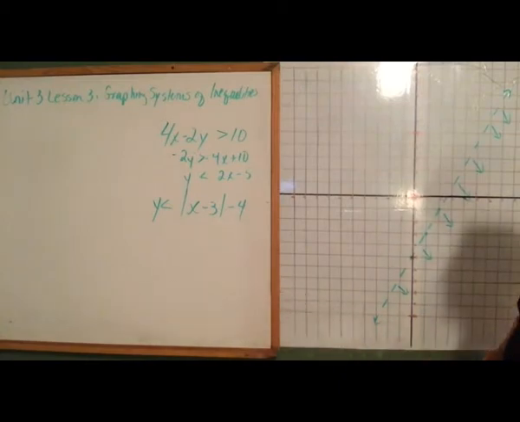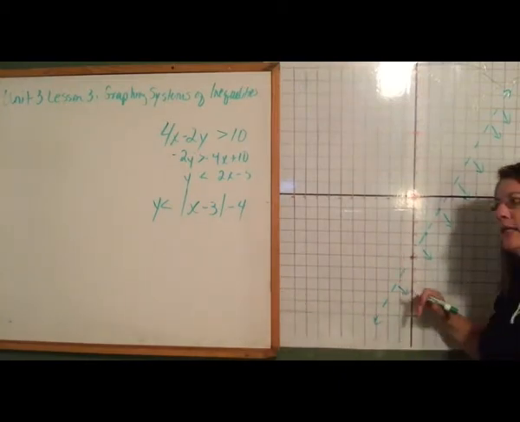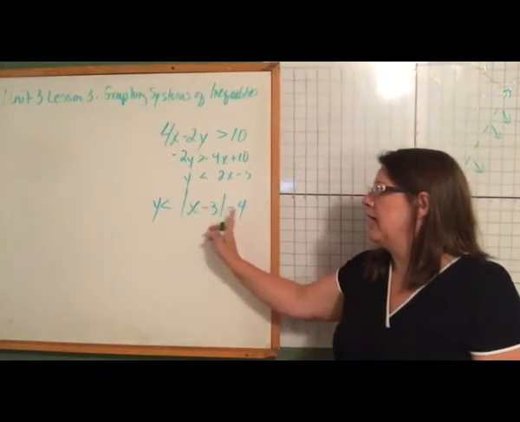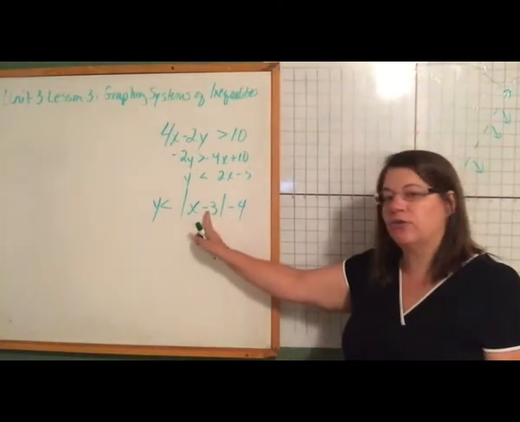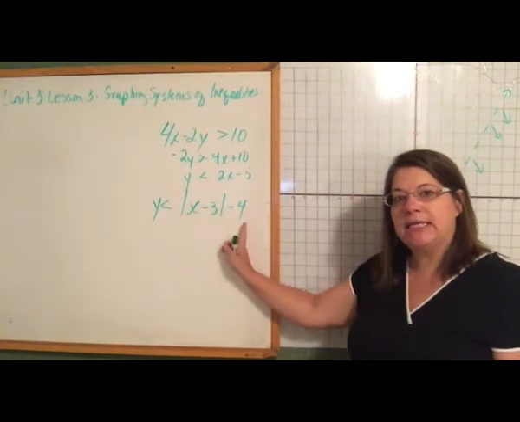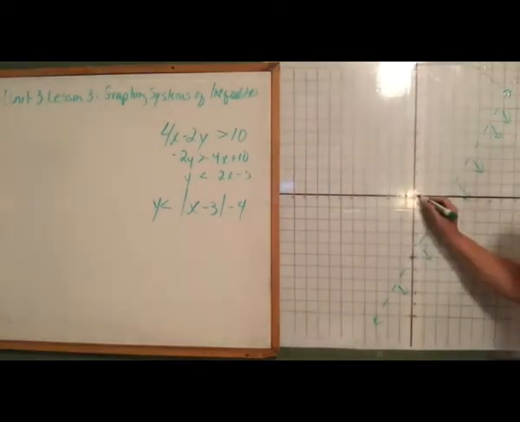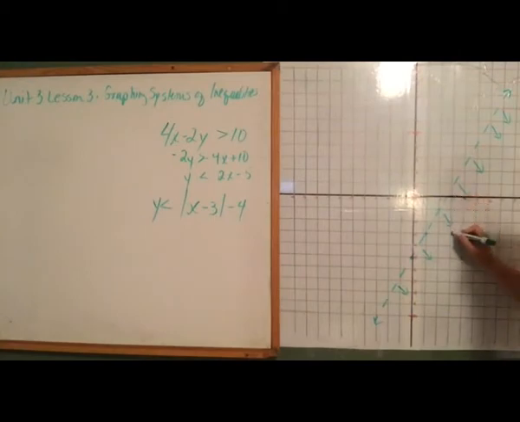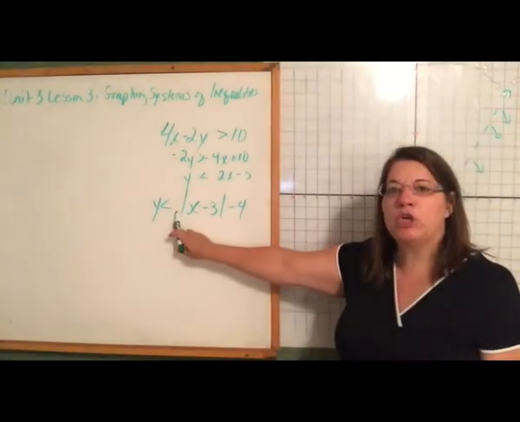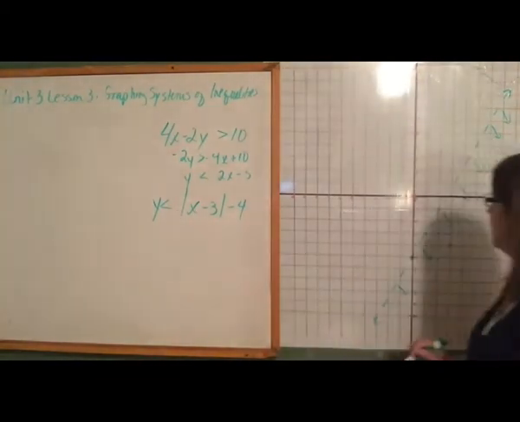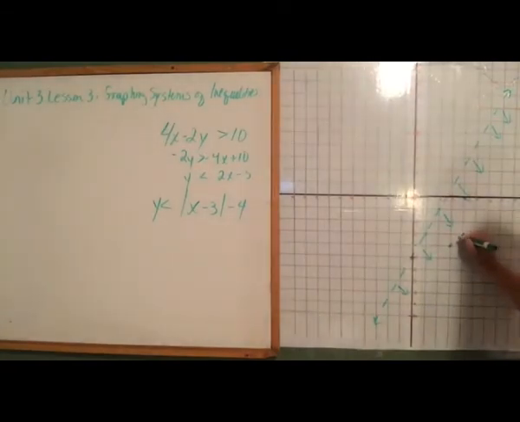And then for this one, well, that is a standard absolute value, but it has been moved right 3 and down 4. Right 3, understand, is inside. It's opposite of what you would think. Down 4 on the outside. So I'm going to move this right 3 and down 4. The a value in front of my absolute value is positive, so I know it's going up. And so from this, I go up 1, right 1, up 2, right 2, up 3, right 3, and I can use symmetry for my other side.